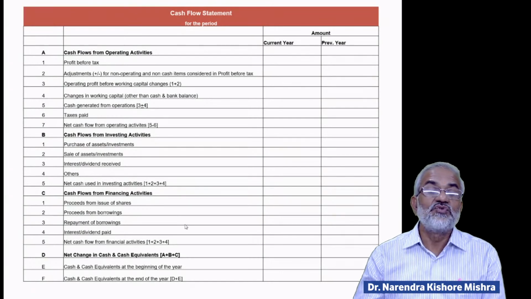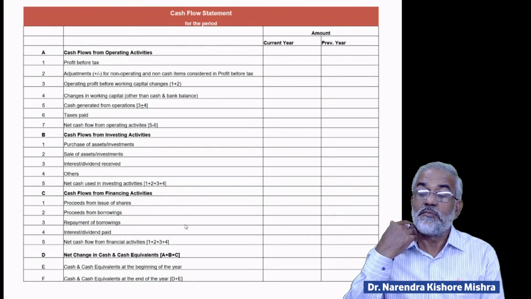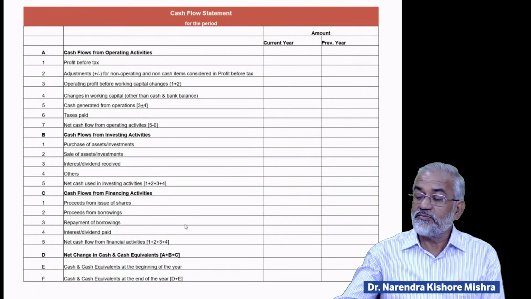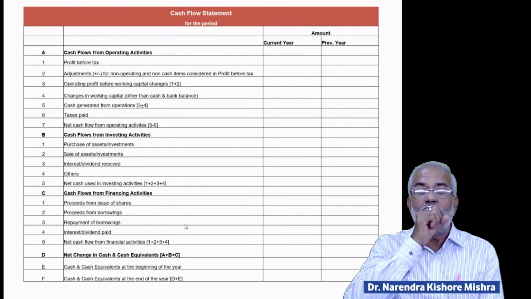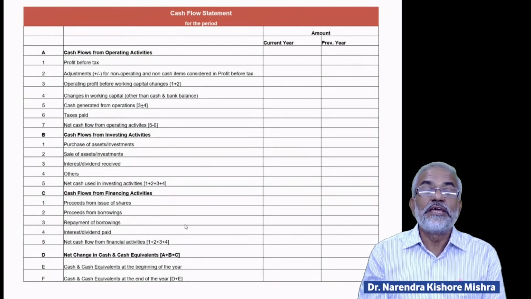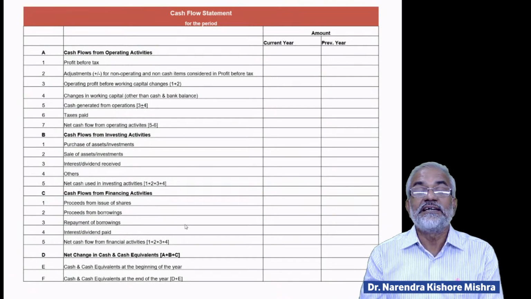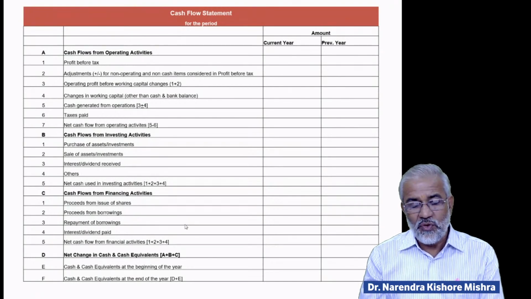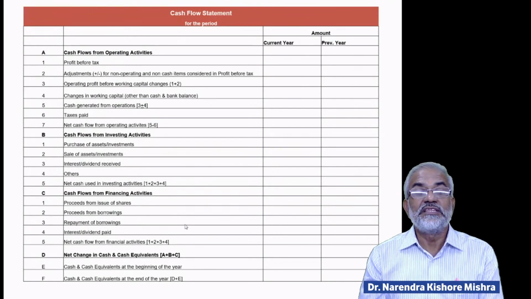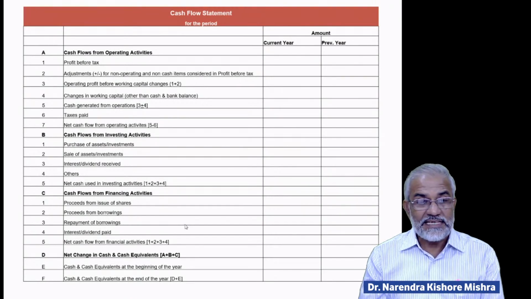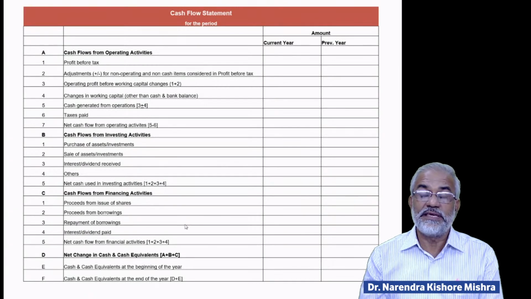cash and cash equivalent from all the sources, all the activities of the organization, and that has to be added with the opening balance of the cash at the beginning of the year. When that is added, if it is a positive flow of cash from all the three sources, that has to be added with the opening balance, and that will give rise to the closing cash and cash equivalent at the end of the year.